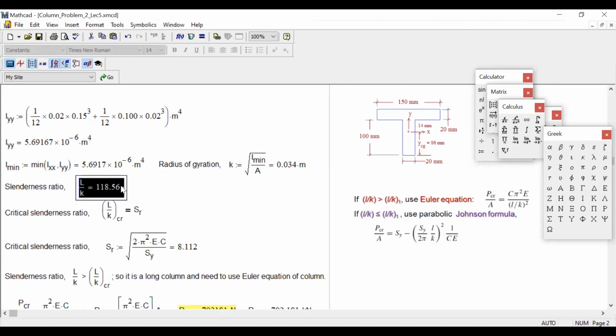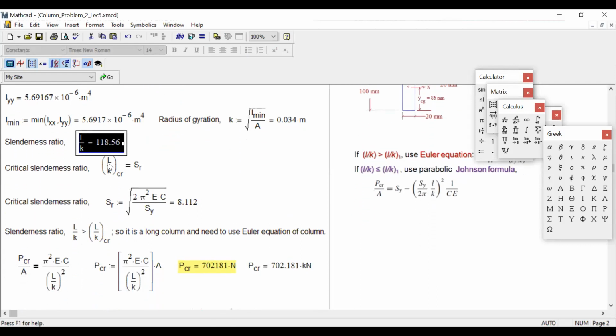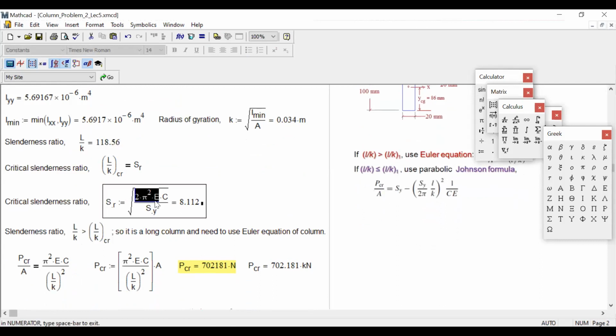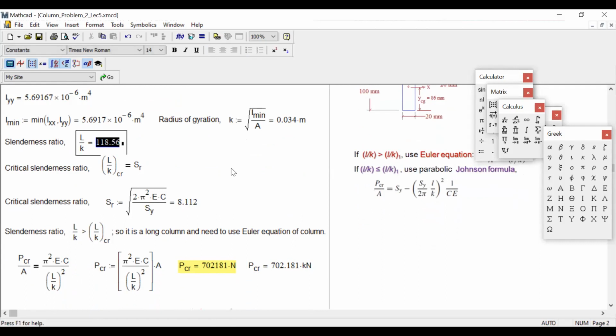Then you need to figure out critical slenderness ratio, L by K critical. So what is the formula? L by K critical equal to this one. But I put L by K equal to S critical SR, then figure out the value of SR instead. Okay. So we getting 0.8. So you see your L by K, this mass, and slenderness ratio, critical slenderness ratio is 8. So you are in the right side or left side? The column will be long or short column.